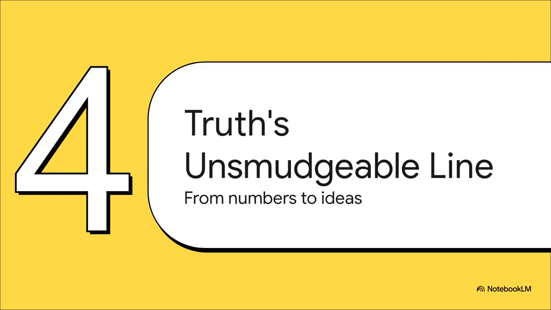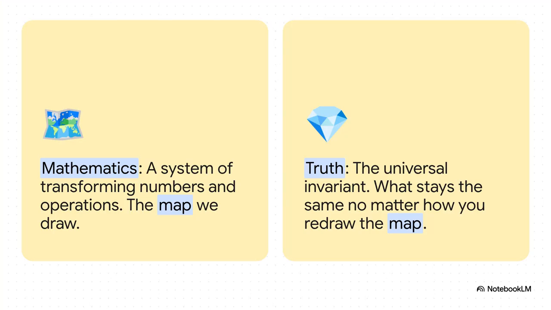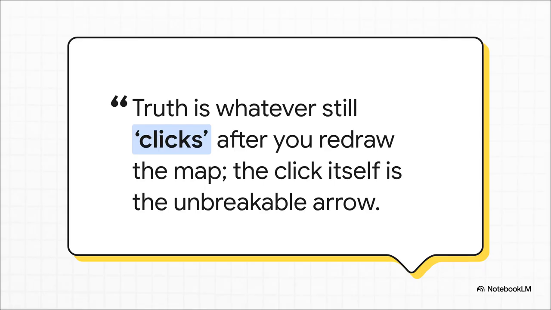Okay, so this is where it gets really deep, because this isn't just about fun number games. The source material uses this whole idea as a powerful metaphor for something much, much bigger, the nature of truth itself. Think about it like this. All the math we're doing, the summing, the reversing, the powers, that's like us drawing a map. We're transforming things, changing them. But truth is the thing that doesn't change, no matter how many times you redraw the map. It's the universal invariant. And this quote just nails it perfectly.